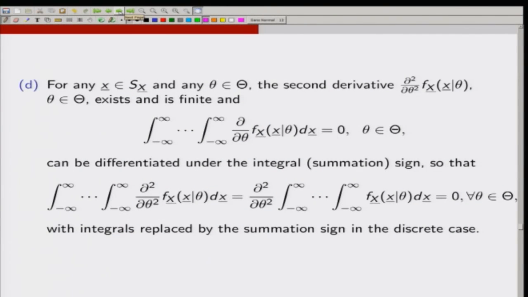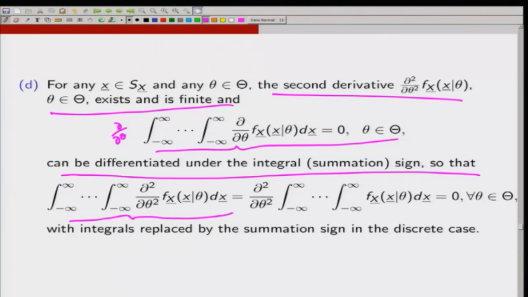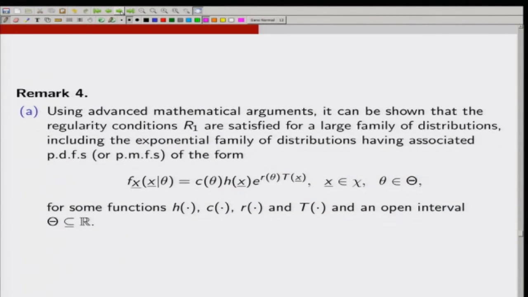Then the second regularity condition: for any x belonging to Sx, the second derivative exists and is finite. Now, this we have already assumed. Then I am assuming that I can differentiate this also under the integral sign. So that means del by del theta of this would also be 0, because the derivative of 0 is 0. Then I can take it inside the integral, and it becomes the integral from minus infinity to infinity of del square by del theta square f_X(x given theta), which is the same as 0, because the derivative of 0 is 0. So, these are the regularity conditions which we will assume in the sequel.